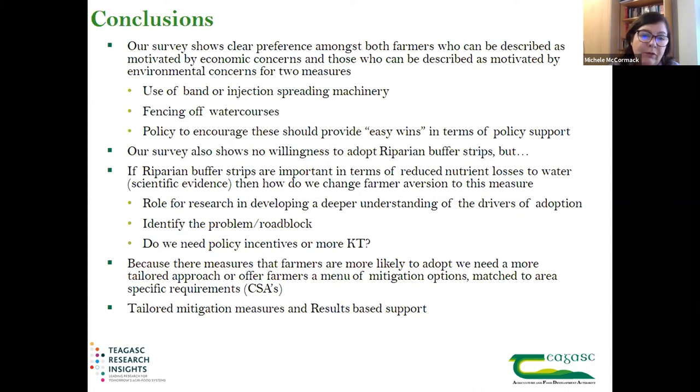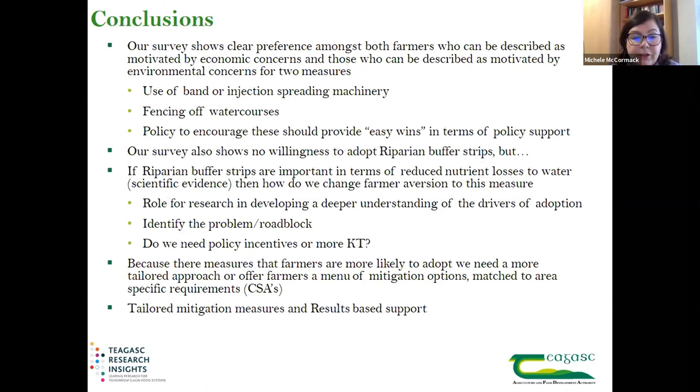So I suppose following on from that, there is a role for research. We need to develop a deeper understanding of the drivers of adoption and why farmers are averse to certain mitigation measures that scientific evidence may say are important. And so from that, we need to identify what is the problem, what is the roadblock, what is it that is stopping farmers from taking up these different mitigation measures and possibly having very positive outlooks for provision of the public good that we're looking to provide. And so do we need policy incentives, or do we need more KT, or is it about education?